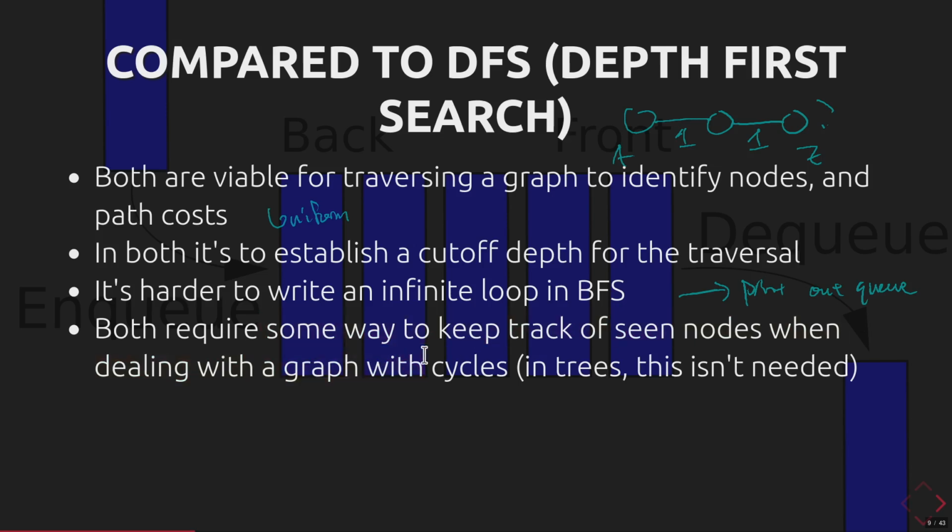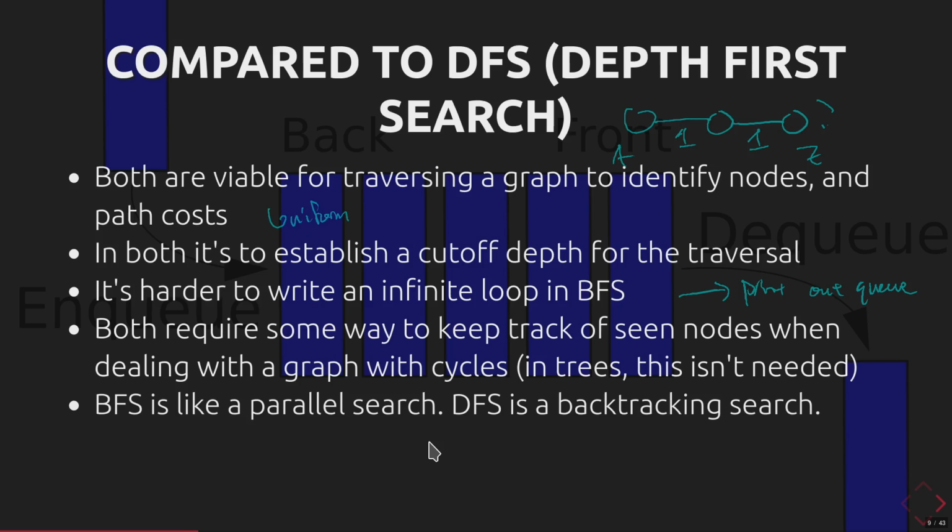Both will still require you to keep track of which nodes you've seen when you deal with a graph with cycles. And treat BFS like a parallel search, and depth first search is more of a backtracking type of search. I say this because really you're dealing with expanding, and when you expand, these might find different nodes, right? Or they might actually end up finding one of the same nodes, right?